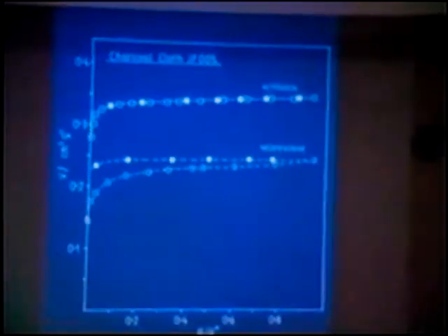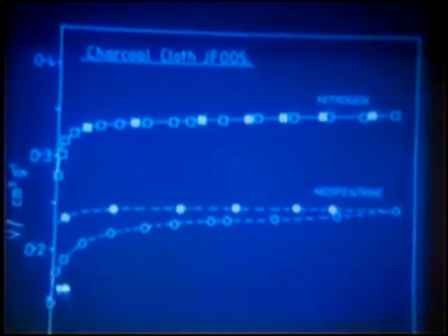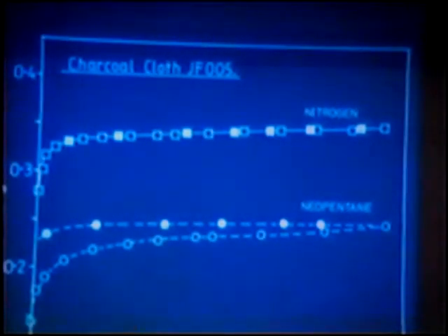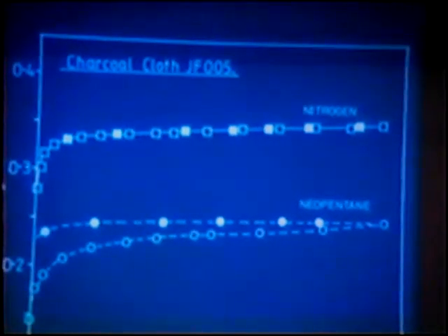Now we're showing up in the next ones some irreversibility, difficulty of penetration of the neopentane at this temperature of 0 degrees centigrade. I should have said these measurements are carried out at ice bath temperature, 0 degrees centigrade.